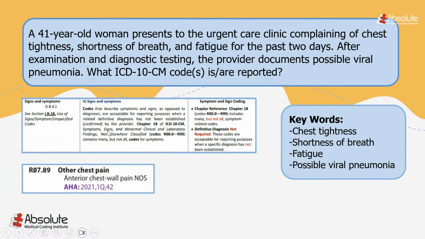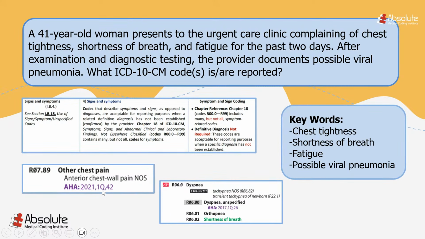The first one that I'm going to focus on is R07.89. That is going to be other chest pain instead of, I believe there was another code that was like chest pain NOS. The reason that I chose this code is because it says chest tightness. And that's the reason that I picked the R07.89 versus the other chest pain code. So we have our chest tightness code.